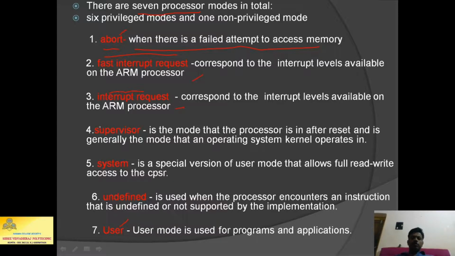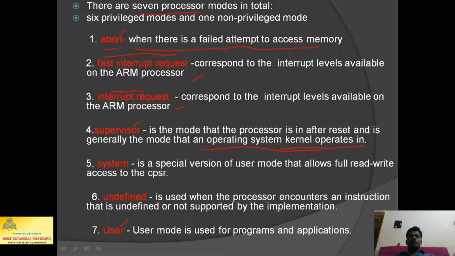Next we have supervisor. Supervisor is the mode that the processor is in after reset and is generally the mode that an operating system kernel operates in. Whenever there is a power up, our system will move to supervisor mode. In the supervisor mode, the operating system kernel is in control. The processor is under kernel control.